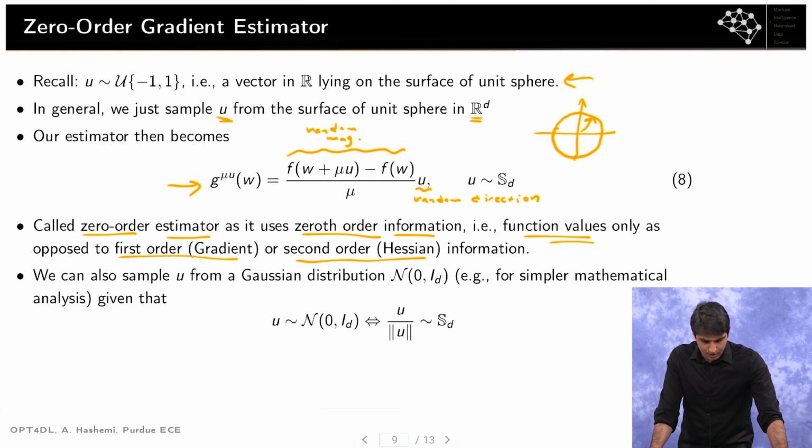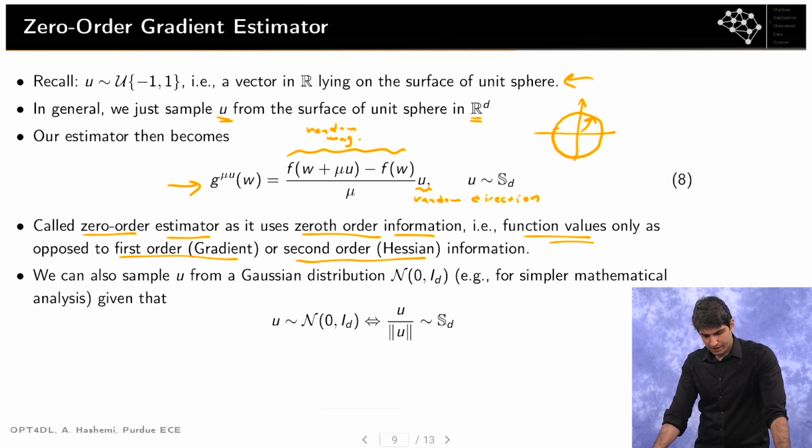Okay. Now, one detail here is that instead of using the unit sphere, you can also use other distributions. For instance, you can use Gaussian distribution to sample u. Okay, and the reason is that there is actually a very neat connection between vectors that are distributed according to a normal distribution and vectors that lie on the unit sphere. In particular, if u is a Gaussian vector, its normalized version lies on the surface of the unit sphere.